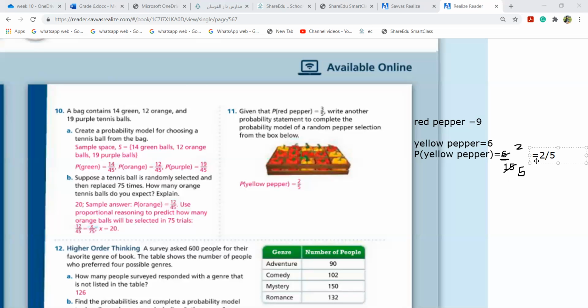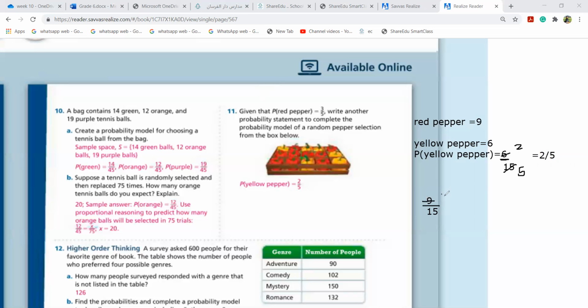Now you understood? Yeah. If I ask you red pepper, what will you say? How many you will say? How many out of how many? 9. 9 over what? 15. Very good. So divide 9 and 15. In which timetable they come together?